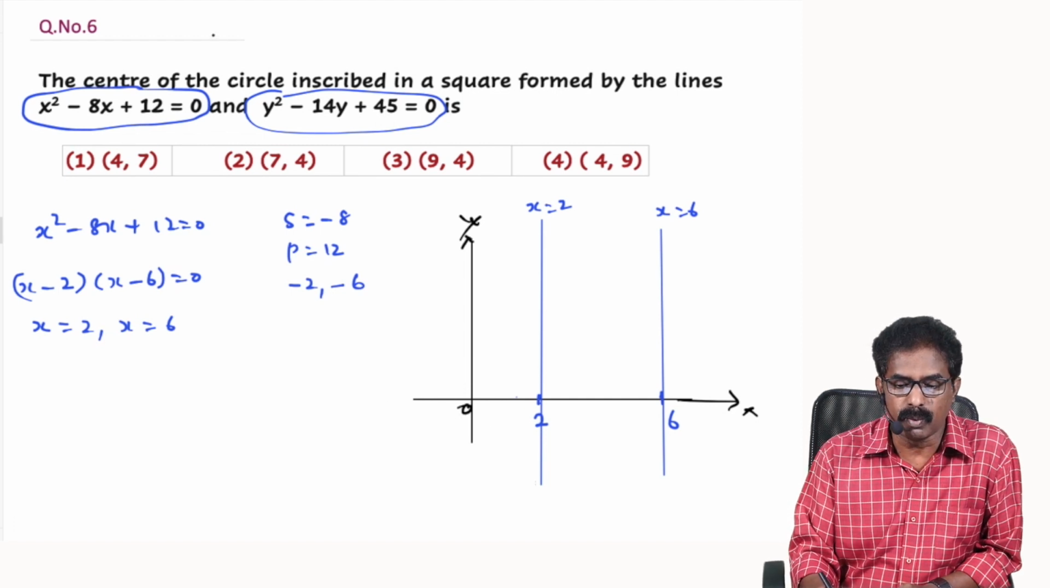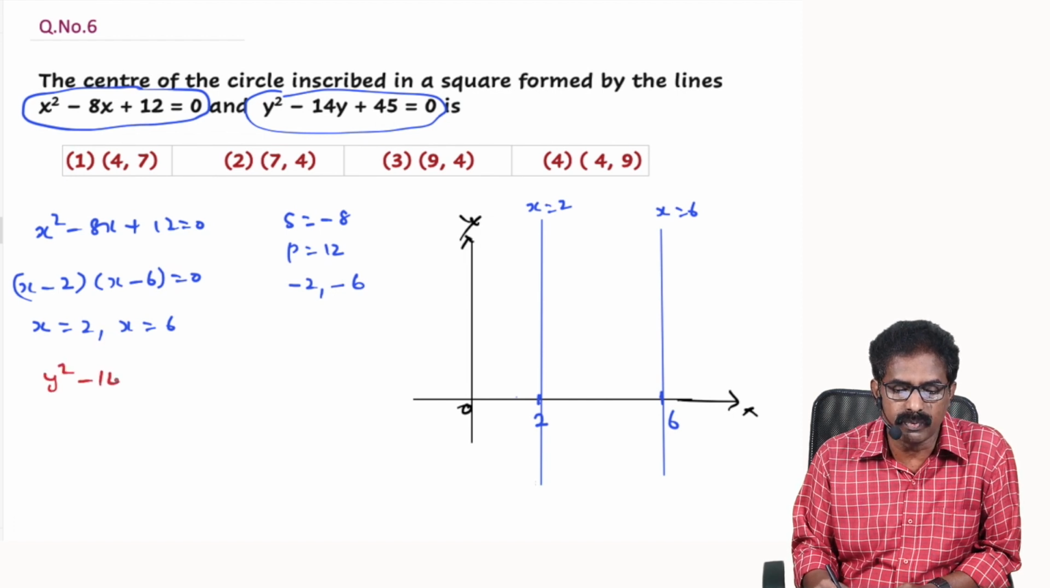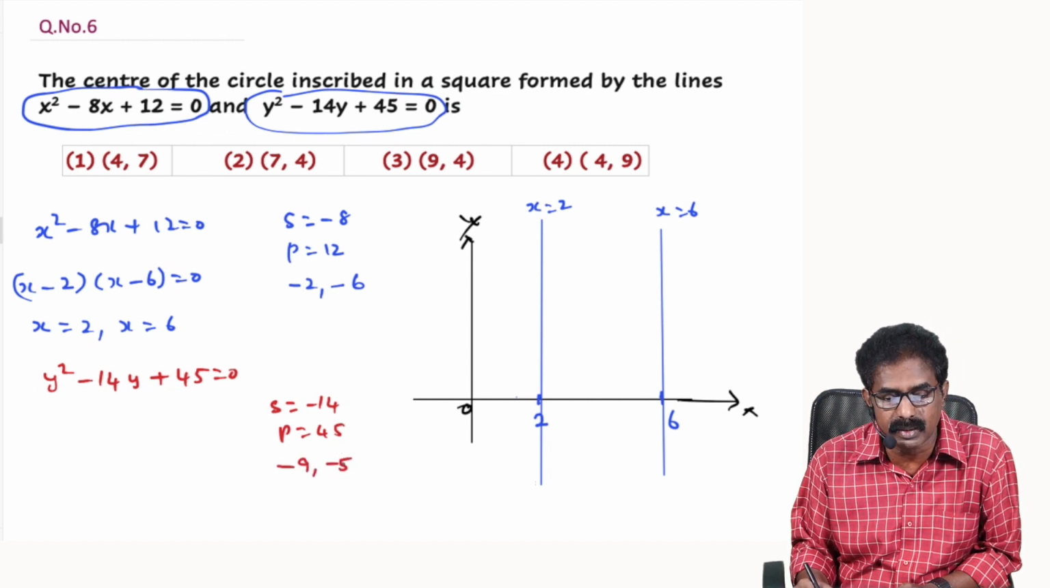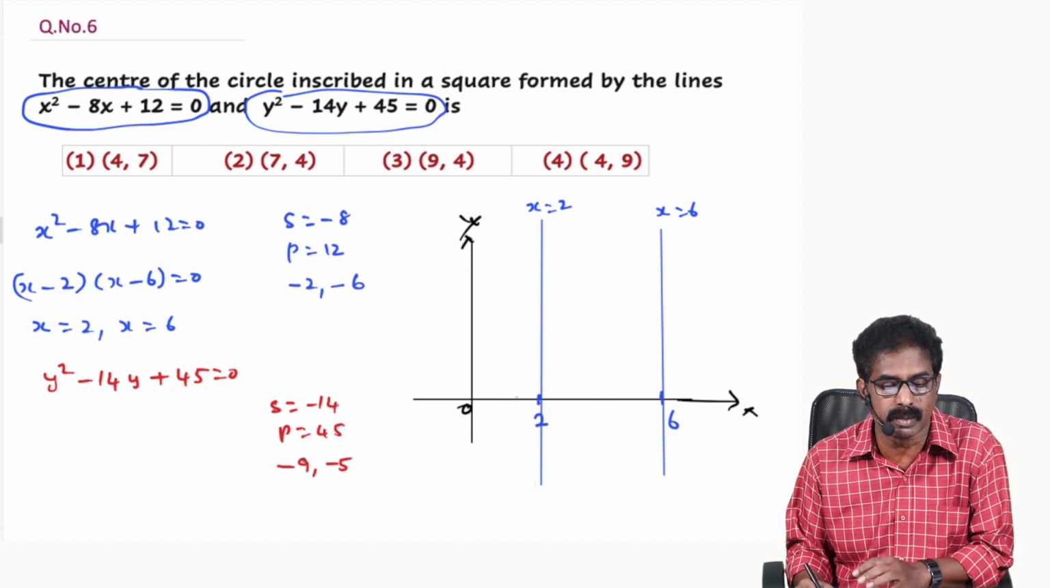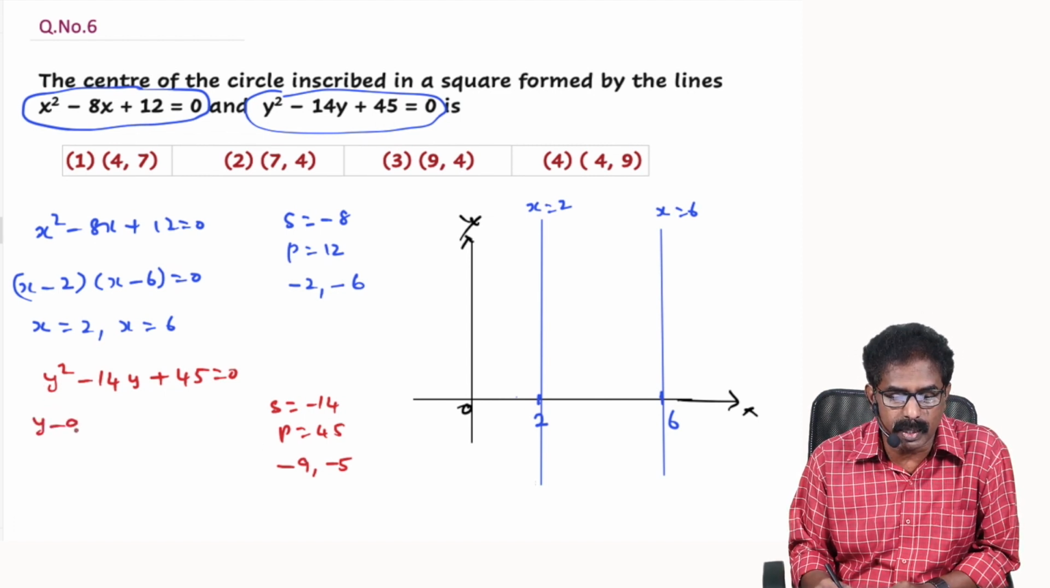Now take the second one. What's the second one? y square minus 14y plus 45 equal to 0. We factorize this also. Sum is minus 14, product is 45, the numbers are minus 9 and minus 5. Coefficient of y square is 1, so (y minus 9)(y minus 5) equal to 0. So y equal to 9 and y equal to 5.